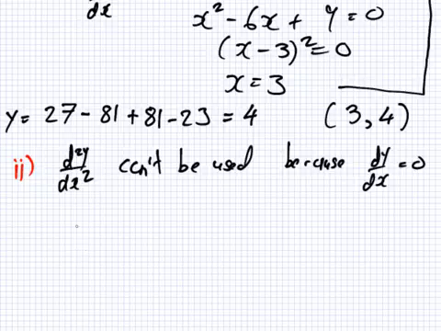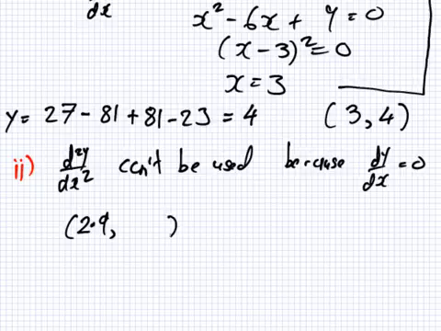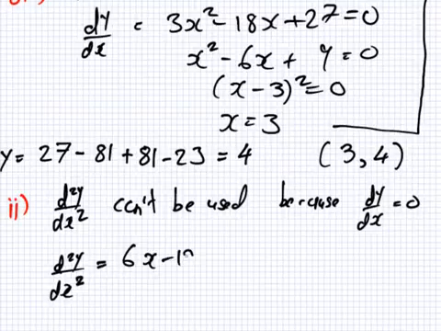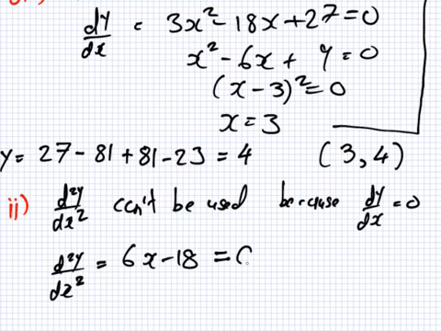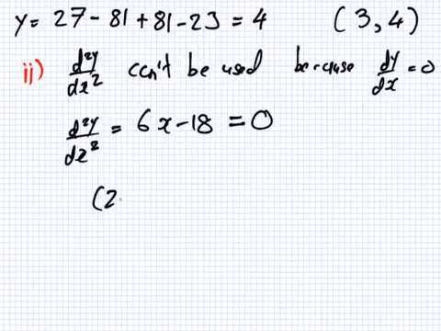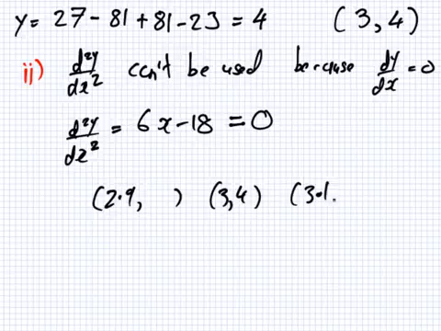All you need to do is take 3 points: a point a little to the left, a point at the turning point, and a point a little to the right. First, let me just confirm that the second derivative is 0, that we do have a problem. So the second derivative would be 6x minus 18, but when I make x is 3, I do get 0. Okay, so we've confirmed we have a problem. So the way to deal with that is we take a point a little to the left, the point itself and a little to the right.